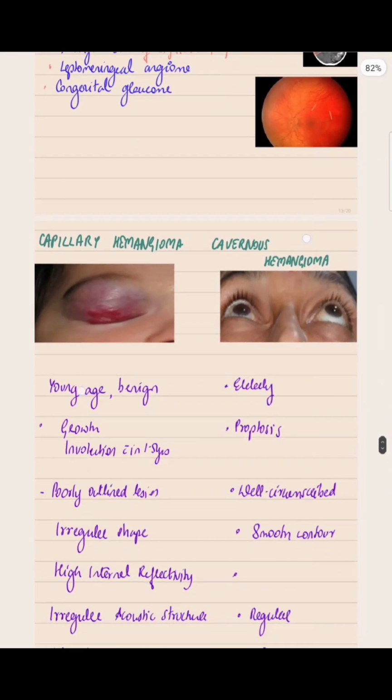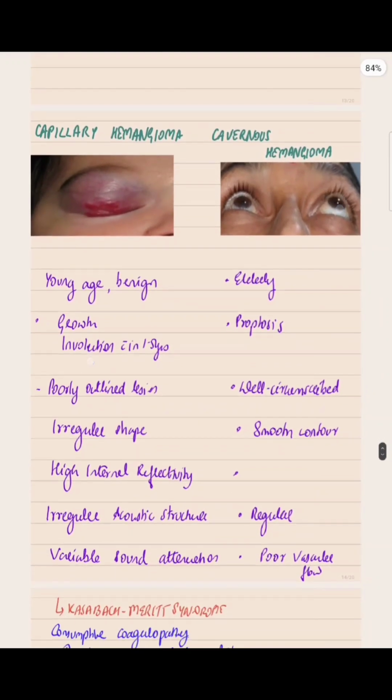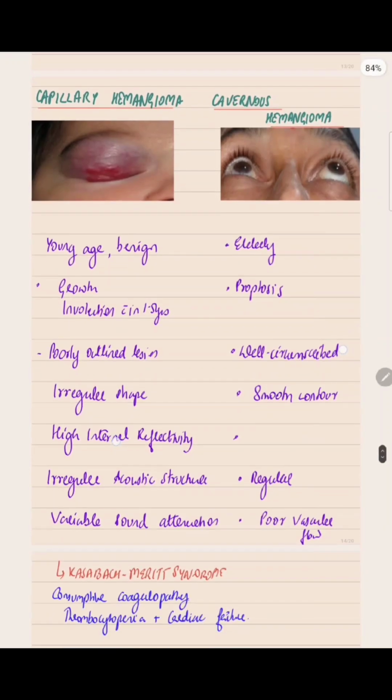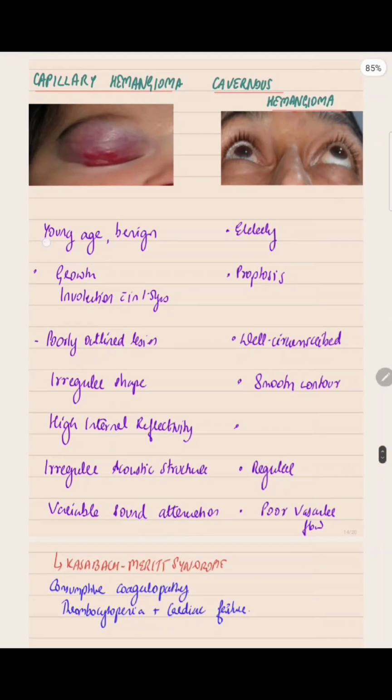Next is hemangiomas of orbit. In hemangiomas of orbit, there are two types, capillary and cavernous. Capillary hemangiomas and cavernous hemangiomas. Capillary hemangiomas are usually seen in young age, which is benign. There will be a phase of growth followed by involution within 1 to 5 years. Initially there will be a phase of growth, then it will involute on its own. Then on ultrasound we can see a poorly outlined lesion, irregular shape, with high internal reflectivity, irregular acoustic structure, and variable sound attenuation.